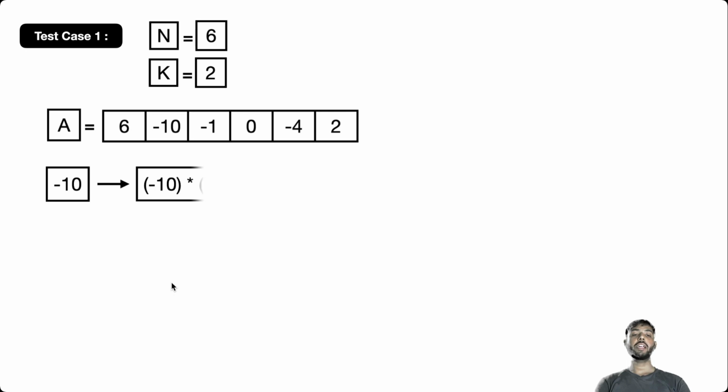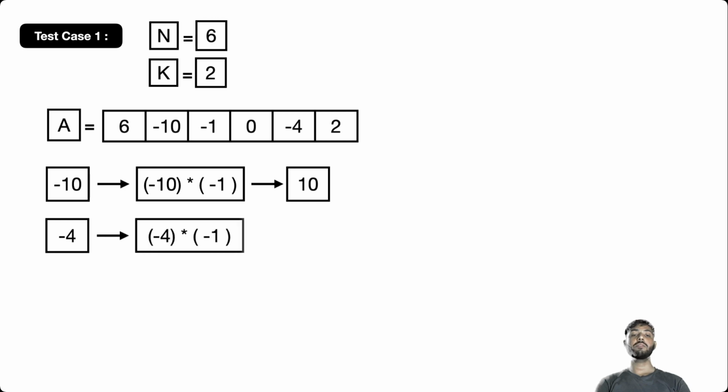Test case number 1, we have n equals 6 and k equals 2, meaning we can change two elements by multiplying them by -1 if we want. Now the given array is 6, -10, -1, 0, -4 and 2. The first element which will change is -10. After multiplying it by -1 we get 10. The second element which will change is -4. After multiplying it by -1 we get 4.